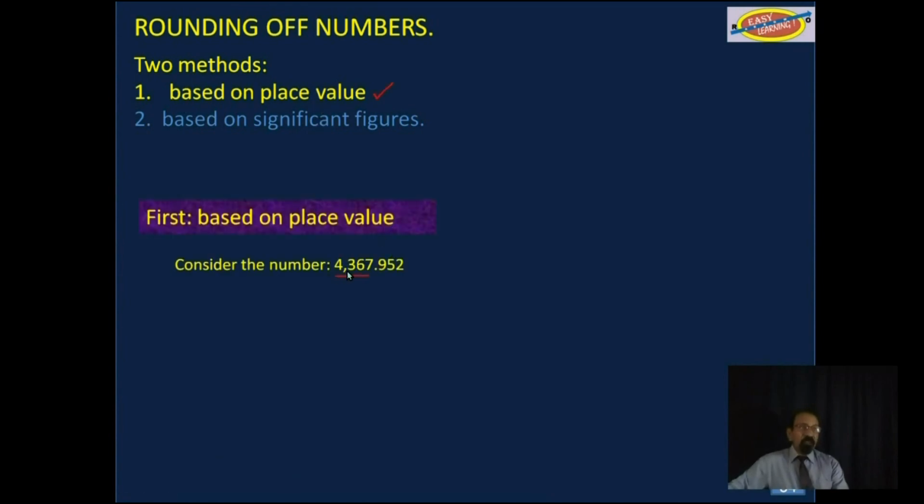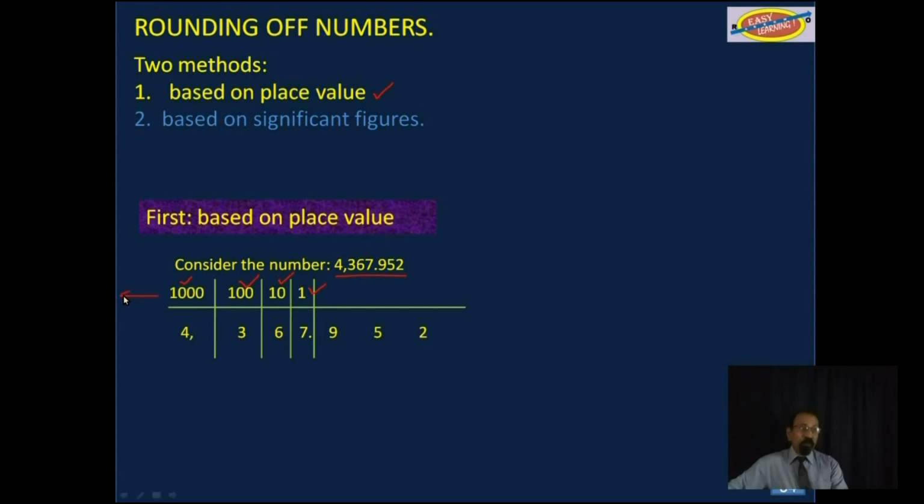suppose you have this number 4,367.952, which is this number. If you space it out, we know that the 7 is in the ones position, the 6 is in the tens position, the 3 in the hundreds position, the 4 in the thousands position, and we can keep going that way to the left. If we go to the right, the 9 is in the 1/10th position, this 5 is in the 100th position, this 2 is in the 1000th position, and we can keep going like that to the right.